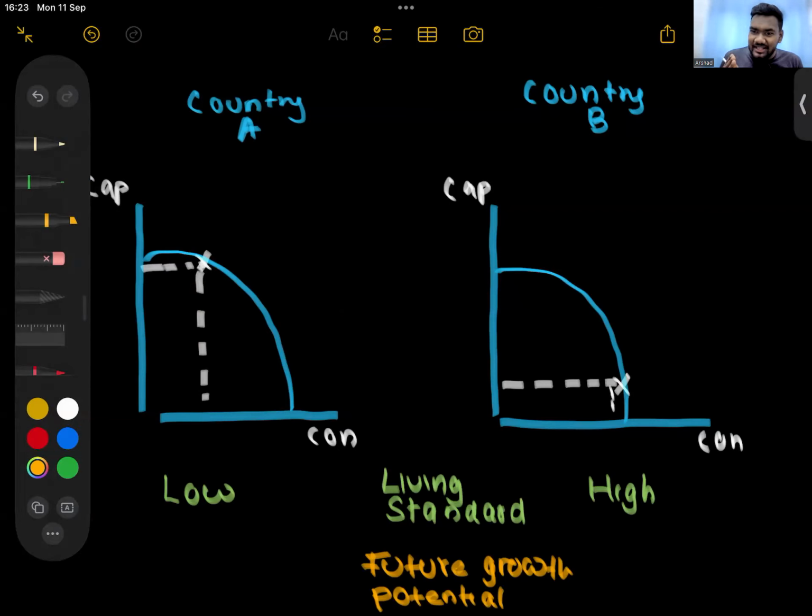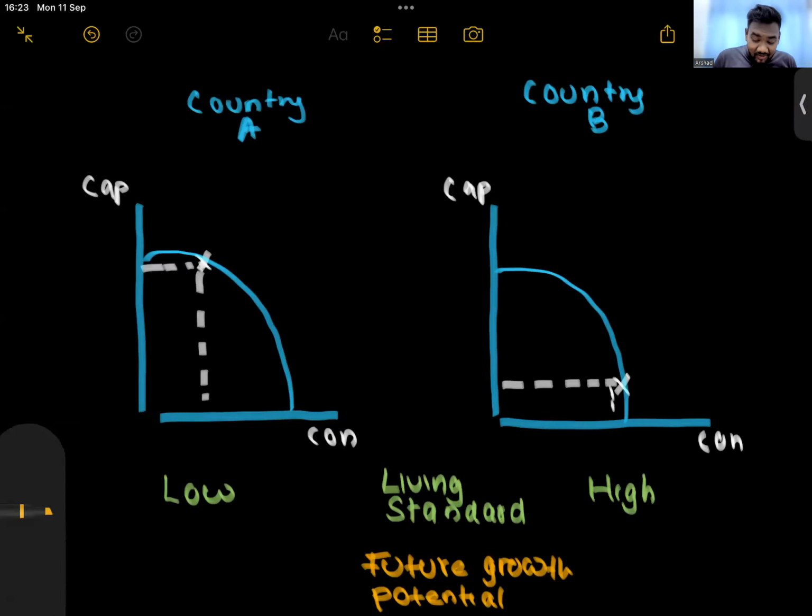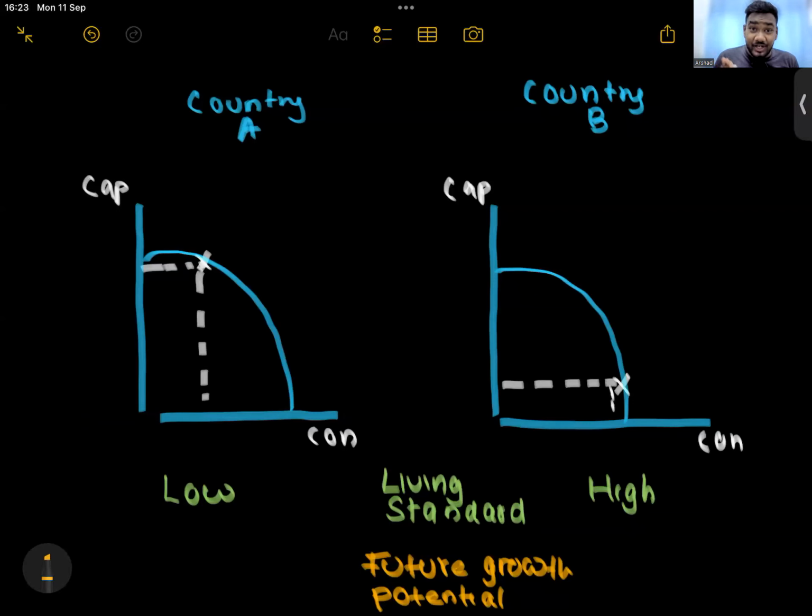It's more likely to be economy A. Why? Because can you see, economy A currently, what are they doing? They are producing a lot of capital goods. Now, what did I tell about capital goods? I said capital goods are the goods used to produce other goods and services. So whenever you produce more machines, more factories, more buildings, more equipment, what happens?